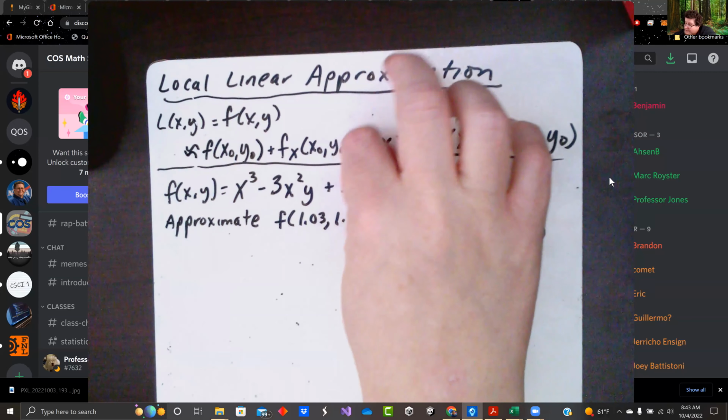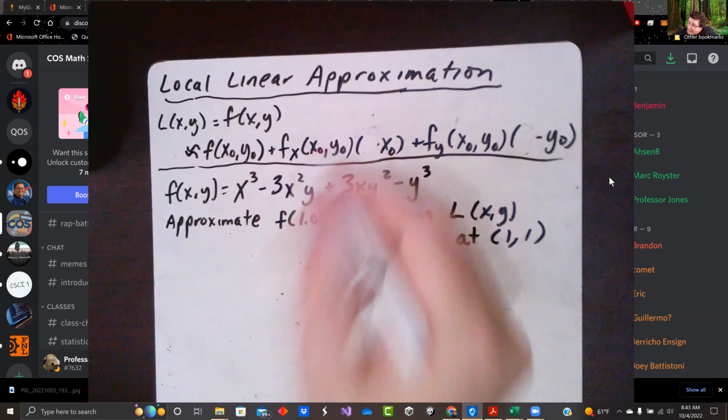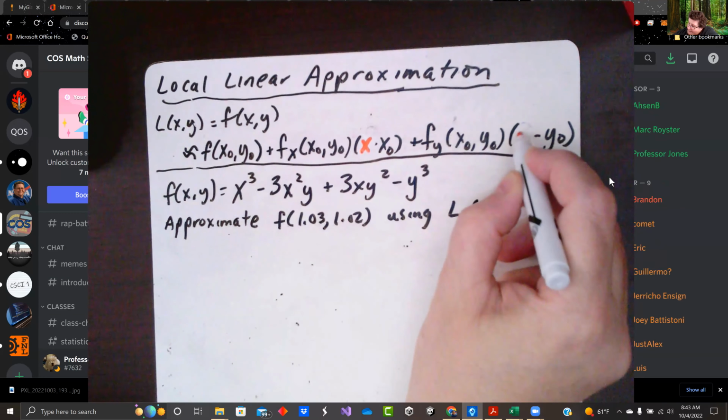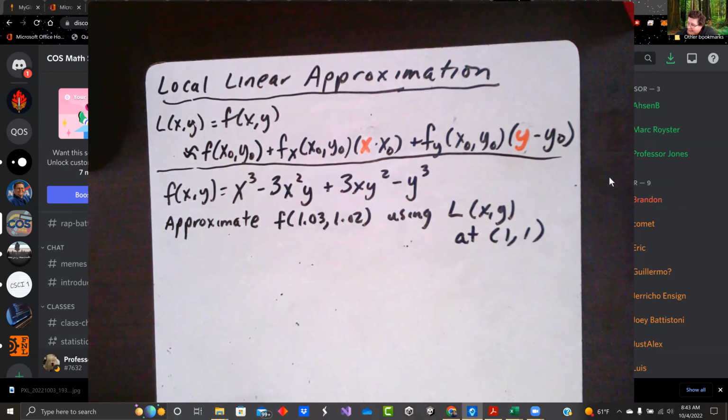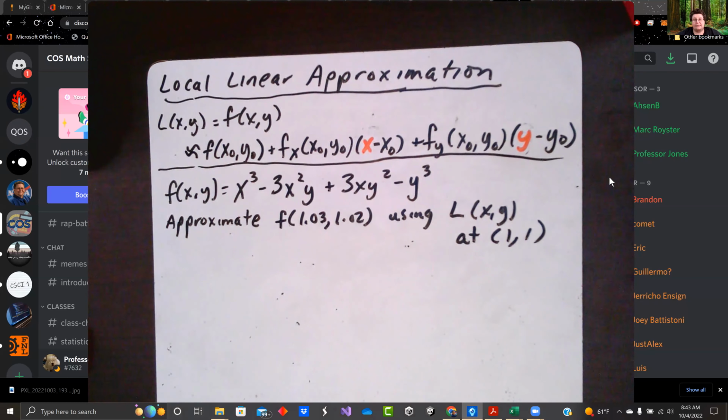And I'm gonna do this right here. I'm gonna change the color on this because I want to make it very clear you do not put anything in for that X and that Y. They stay as variables. So we leave those alone.